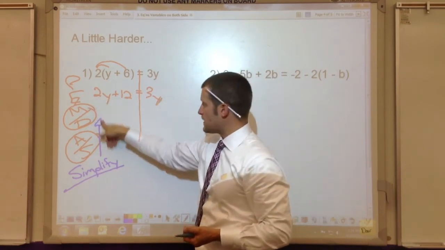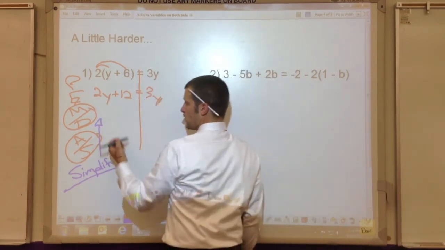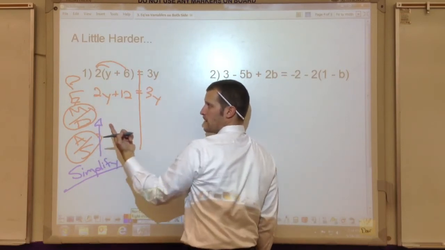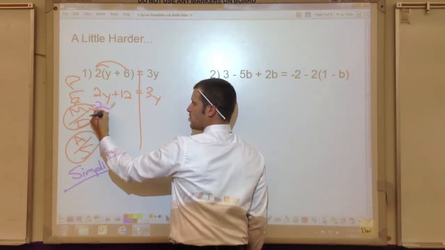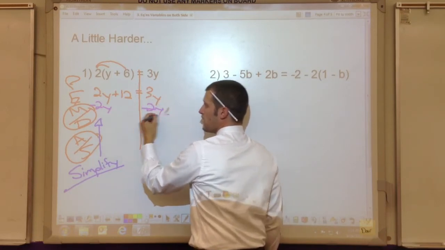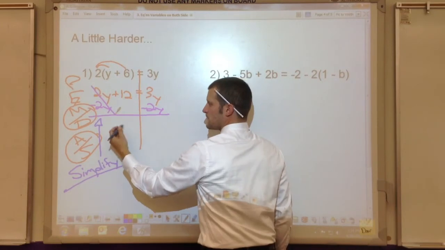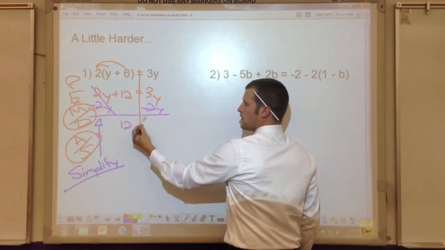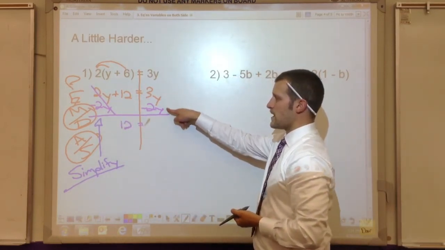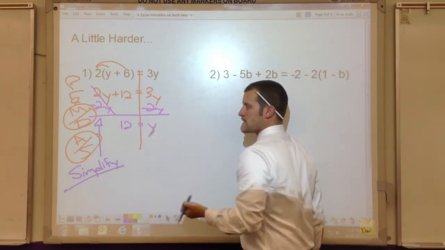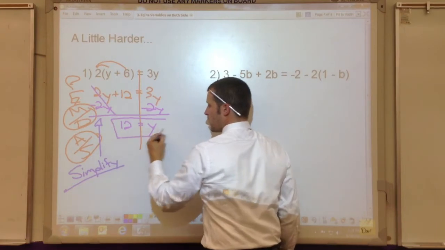I'm going to choose to take these over to the right, so maybe I'll change color, because I'm going to run into each other here, it'll get hard to see. Minus 2y, minus 2y. These will cancel. 12 is what's left here. On this side I have 3y minus 2y makes 1y. 1y is just the same as y, so I know 12 had better be my answer.